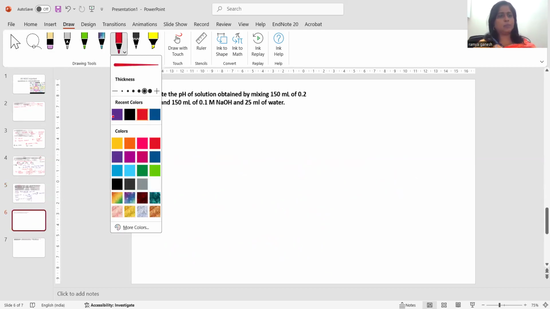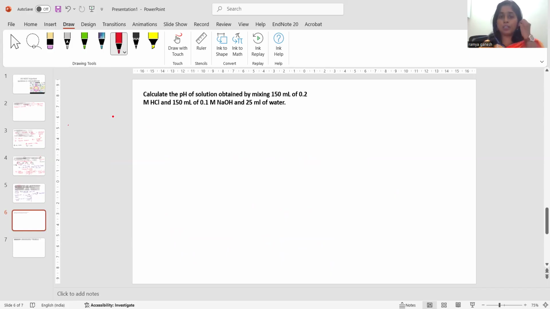Calculate the pH. Calculating the pH is a very regularly asked kind of question. Find the pH of the solution made by mixing 150 ml of 0.2 molar HCl and 150 ml of 0.1 molar sodium hydroxide with 25 ml of water. Step 1. What should we do? Calculate the millimoles of HCl and NaOH.